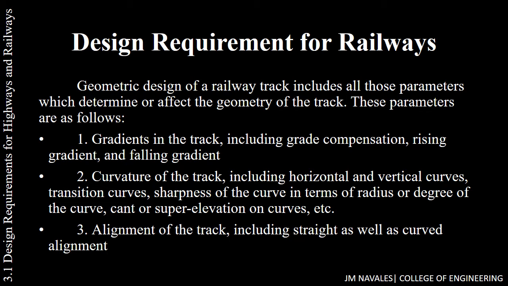Okay, next. Geometric design of a railway track includes all those parameters which determine or affect the geometry of the track. These parameters are as follows. Number one, gradients of the track, including grade compensation, rising gradient, and falling gradient. Number two, curvature of the track, including horizontal and vertical curves, transition curves, sharpness of the curve in terms of radius or degrees of curve, cant or super elevation on curves, etc. Number three, alignment of the track, including straight as well as curve alignment.